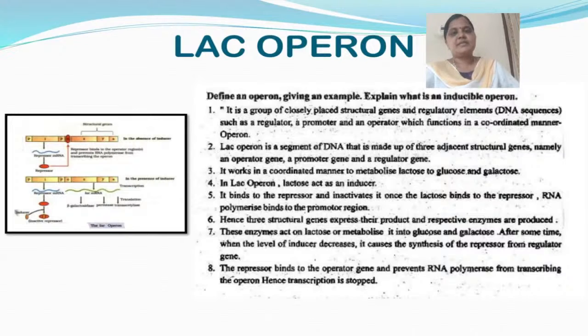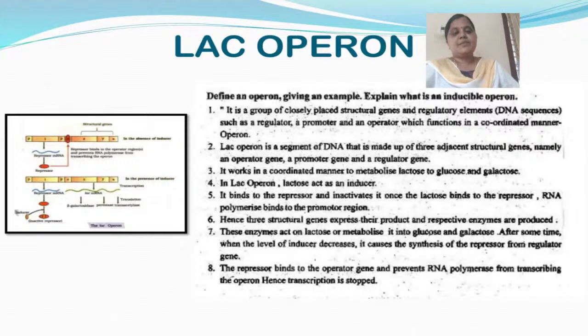Once again I will repeat with the diagram. What is meant by operon? It is a group of closely placed structural genes and regulatory elements, DNA sequences such as regulator, promoter and an operator. And the lac operon is a segment of DNA made up of adjacent genes, namely the operator gene, promoter gene and regulator gene.